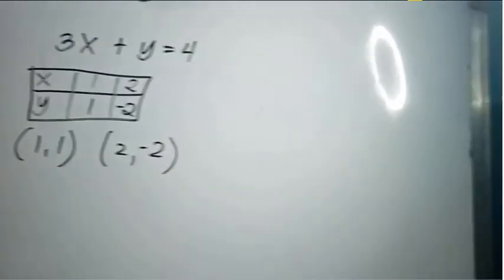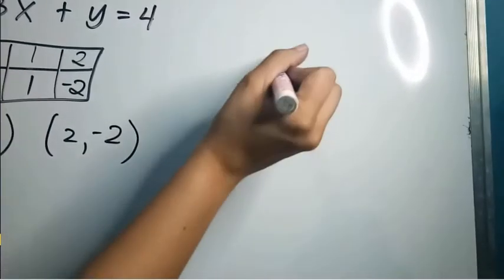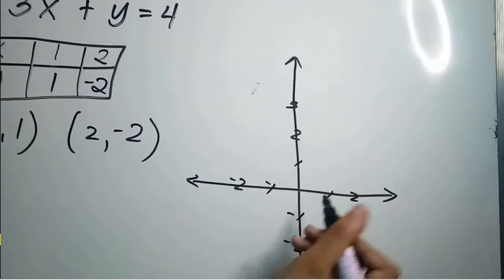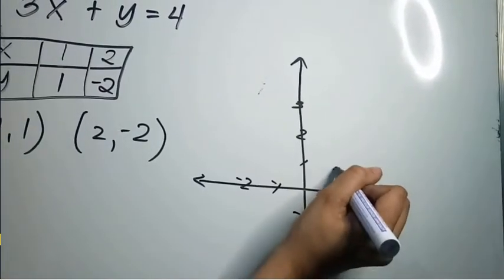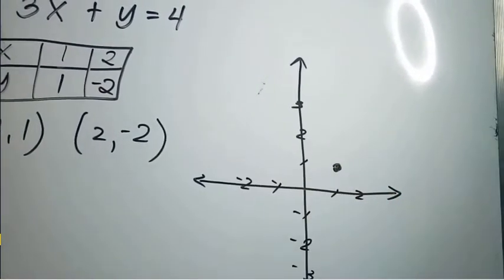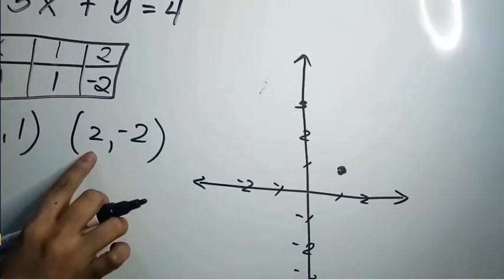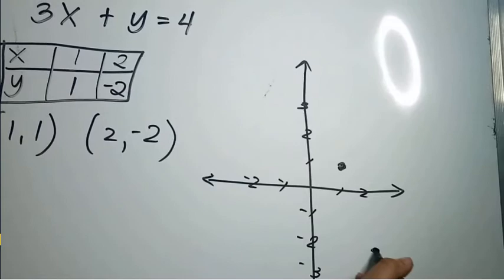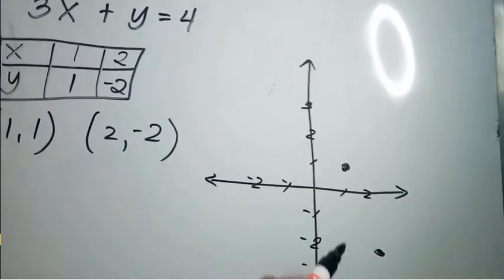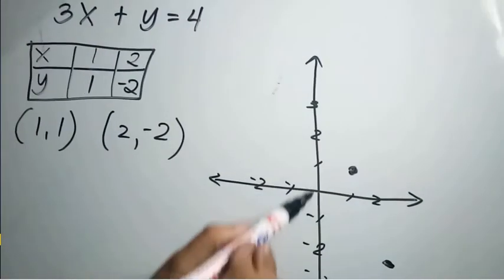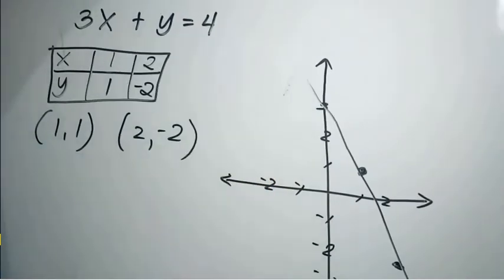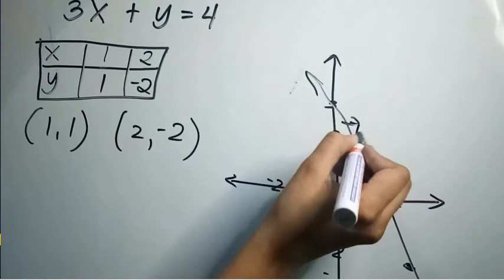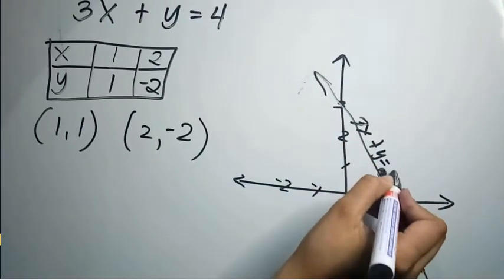So first, let's create a Cartesian plane. Okay. So first, we have the point 1, 1. This will be the first point. The second point is 2 and negative 2. So 2 and negative 2. Then connect the 2 points. We have the graph of the equation. So this will be the graph of the given equation 3x plus y is equal to 4.